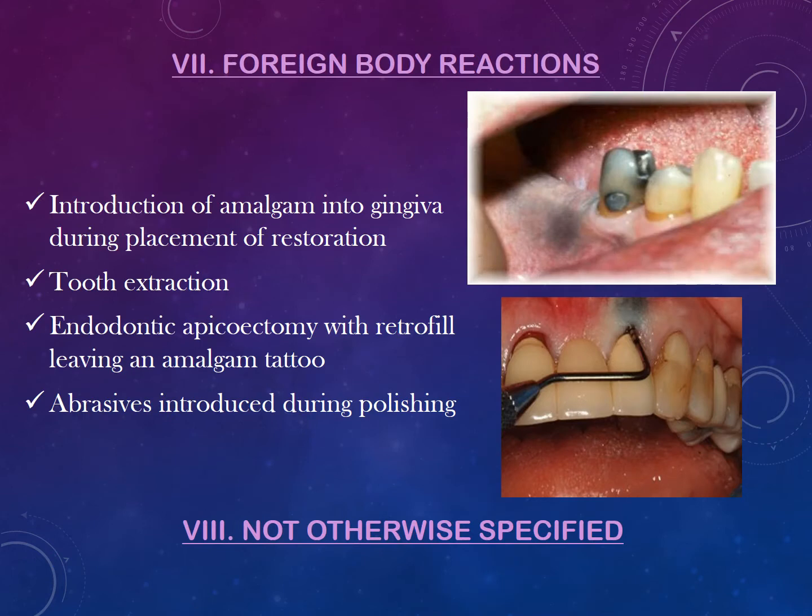Next, moving on to the foreign body reactions. The foreign body reaction leads to a localized inflammatory condition of the gingiva, which is being caused by the introduction of foreign material into the gingival connective tissue through a break in the epithelium. So following are the various examples wherein there is introduction of amalgam into gingiva during the placement of restoration, or during a tooth extraction, or during an endodontic apicoectomy with retrofill leaving amalgam tattoo, or abrasives which are introduced during polishing.